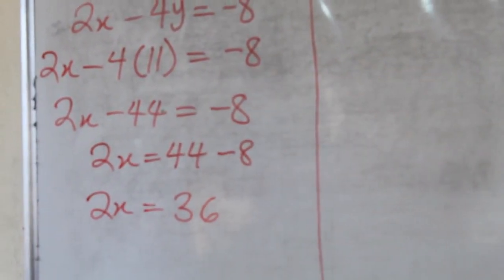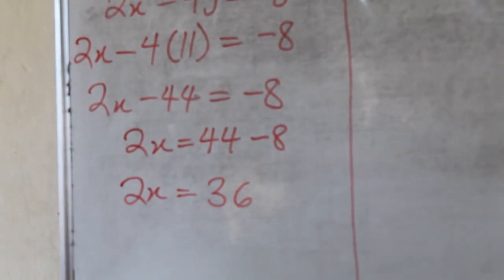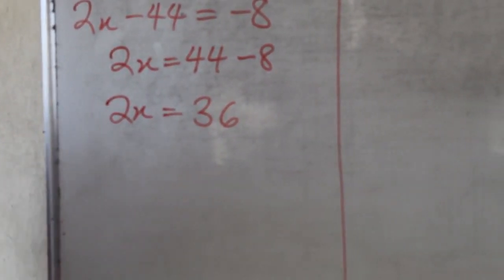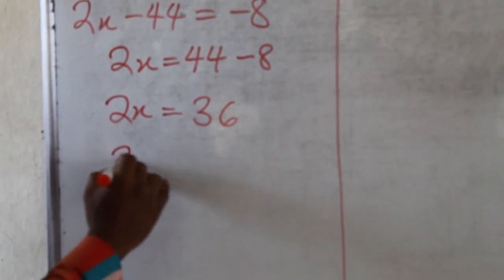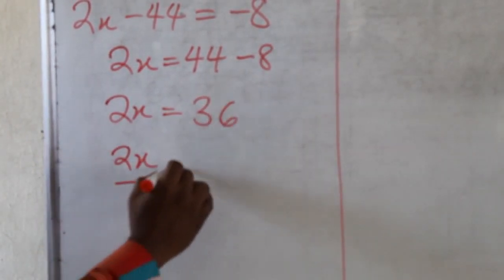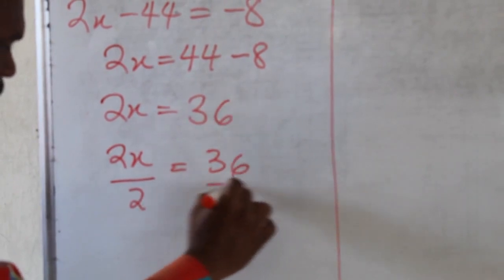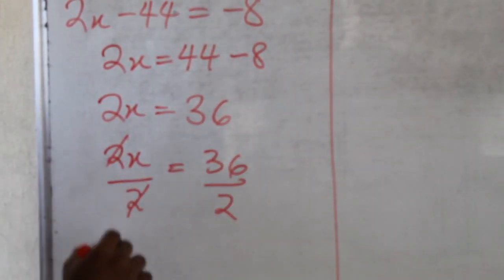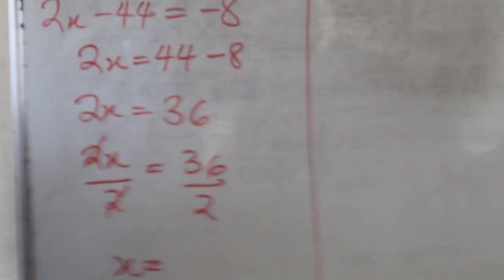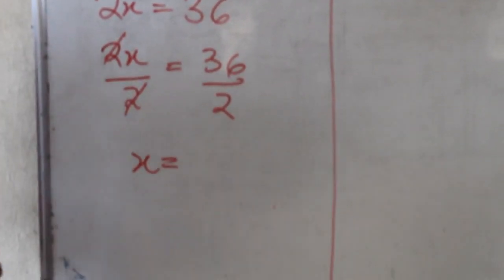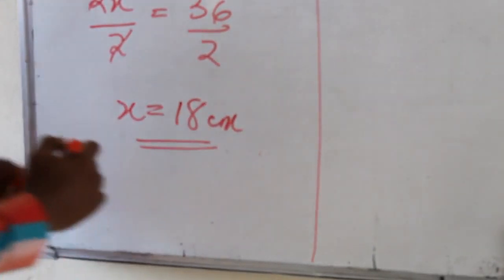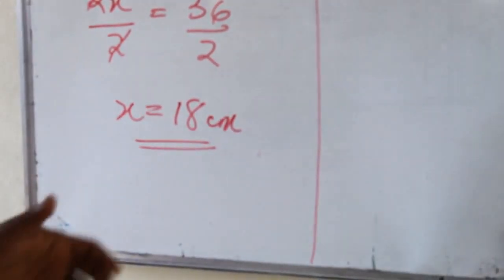And for us to be able to find the value of x, we have to divide both sides of the equation by the coefficient of x, which is 2. So we have 2x divided by 2 is equal to 36 divided by 2. 2 can safely cancel out 2, for us to get x, and 36 divided by 2 safely gives us 18 centimeters. Now we have been able to find the values of x and y.